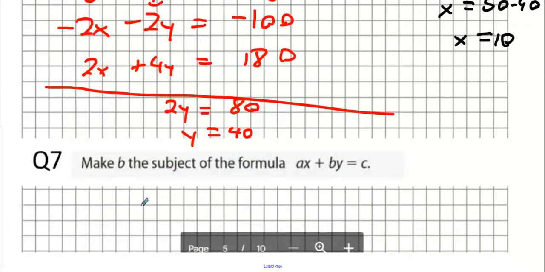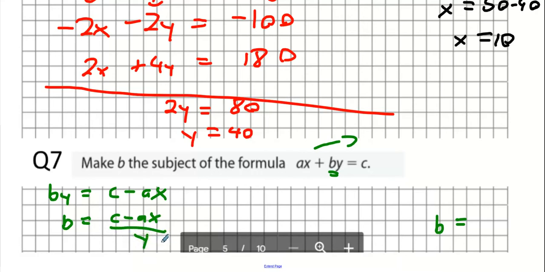Okay, question 7. Make b the subject of this formula. So the whole idea is that when you're done with this question, you'll have a b on its own on the left. First thing we're going to do is move the ax over the other side. So we're going to have by equals c minus ax. To get the b on its own, it's being multiplied by y. So if y is multiplication on the left, it will be division on the right. c minus ax over y. Okay, and that's your answer.